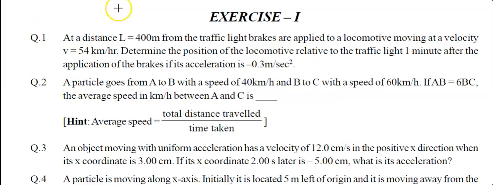Now let's go for the next question, which is the third. It says an object moving with uniform acceleration, so it's a constant acceleration case, has a velocity this in the positive x direction. Its x coordinate is this, so that's the initial position. So it's not starting from the origin, so that's the initial position. If its coordinate is this, 2 seconds later is this, what is the acceleration?